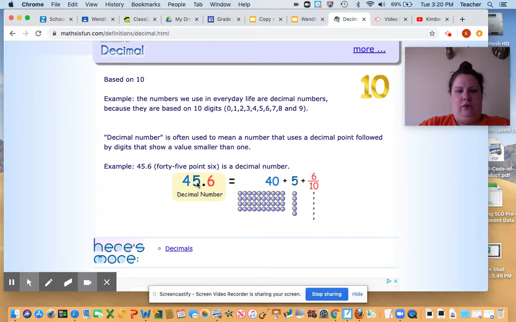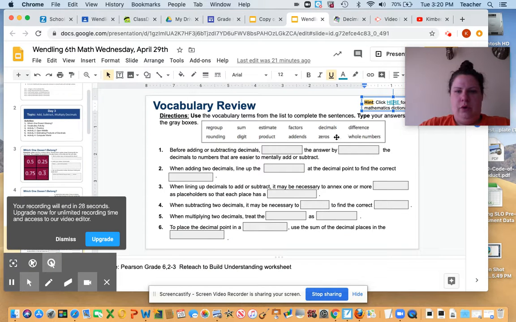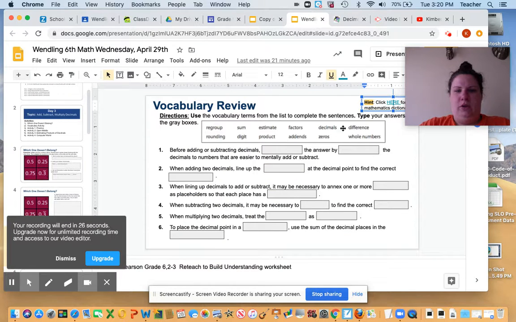For example, we have 45.6. That's a decimal number. We have 40 plus 5 plus 6 tenths because the 6 is in the tenths place. I'm going to pause our video here and come back with the remainder of the words and their definitions.